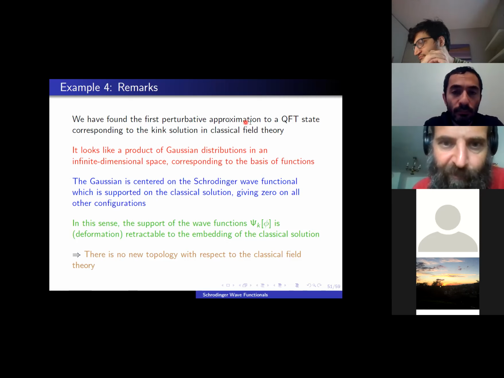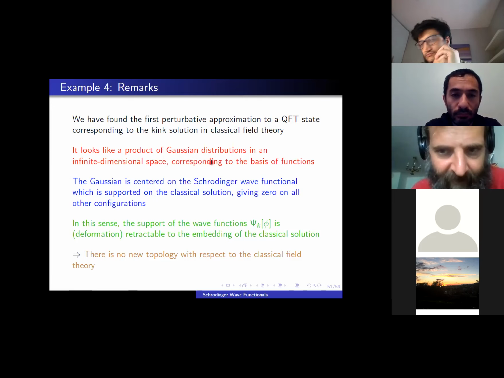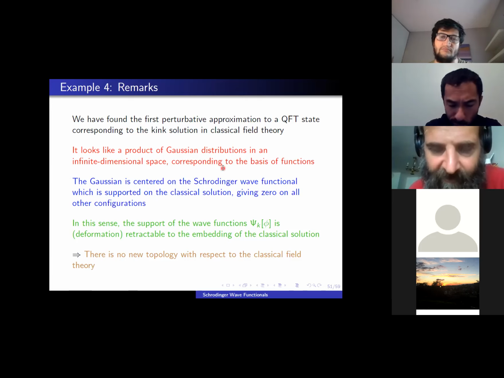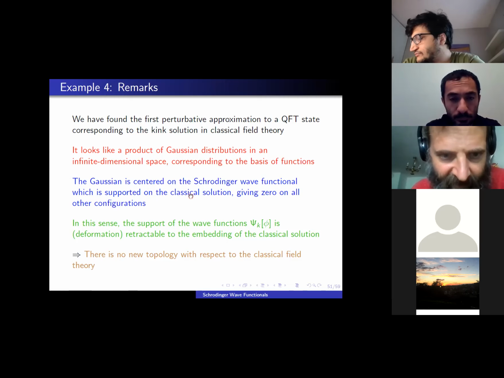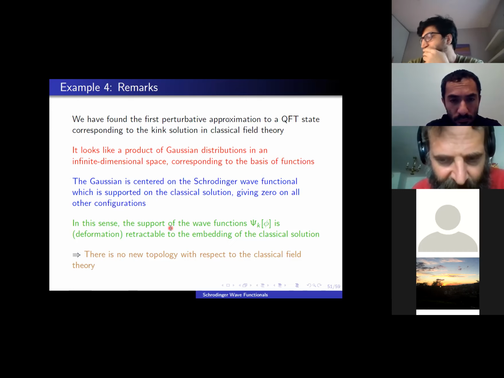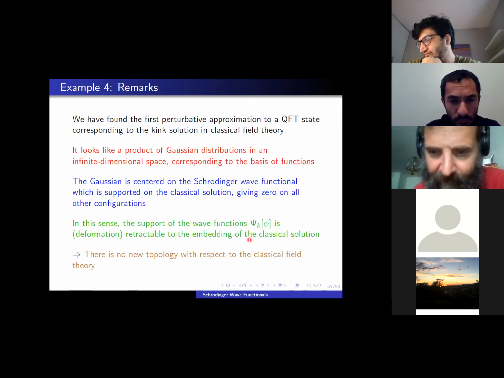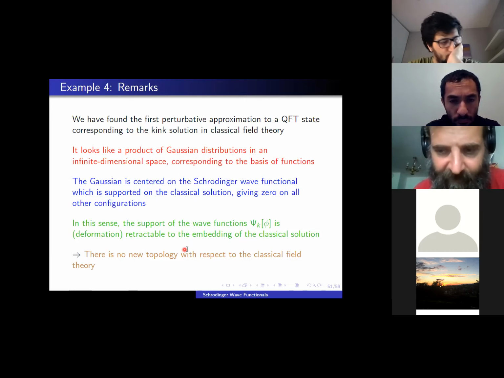So we found the first perturbative expansion. It looks like a product of Gaussians in this big infinite dimensional space, where each direction is one element of our Sturm-Liouville basis. It's centered on this wave functional supported on our classical solution. In this sense, you could think that this Gaussian could be deformation retracted back to the classical solution, because it's just a smeared out version of the classical solution in this infinite dimensional space. So you don't expect any new topology here in this wave function. It's just a Gaussian smearing of your classical solution.